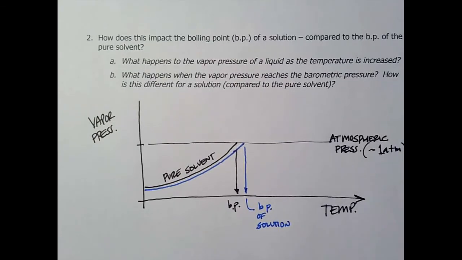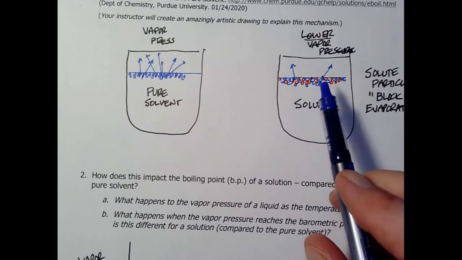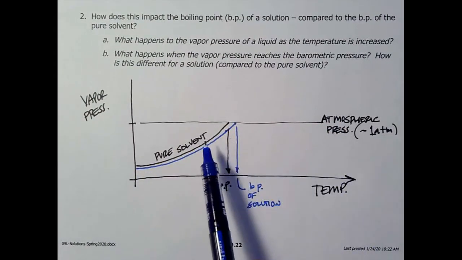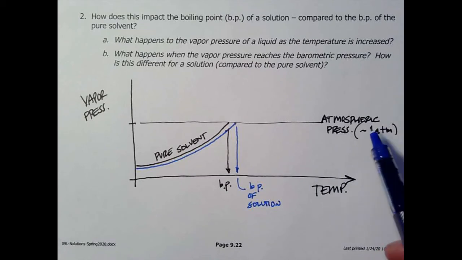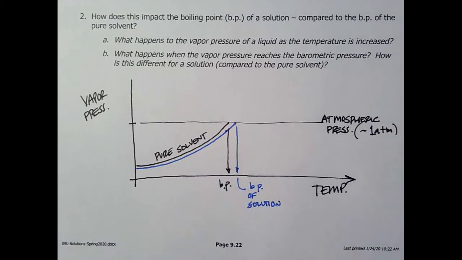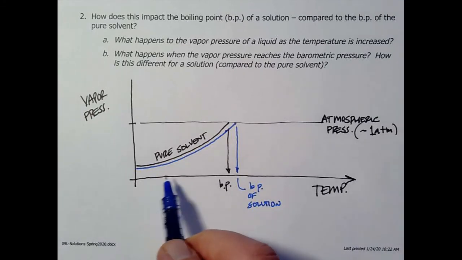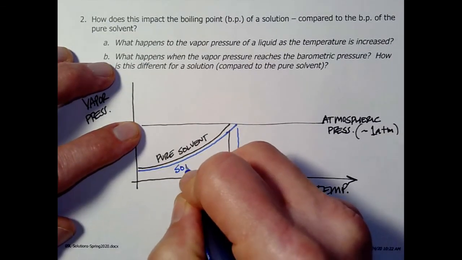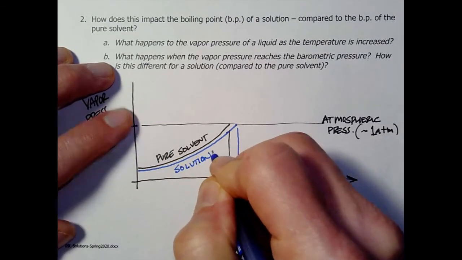Pretty cool. So solution, lower vapor pressure. When I look at it in terms of temperature and vapor pressure pushing back against atmospheric pressure, that means the solution has to go to a higher temperature to get the same vapor pressure. So a solution has to go to a higher temperature to boil. So I'll make a note. This is the solution.